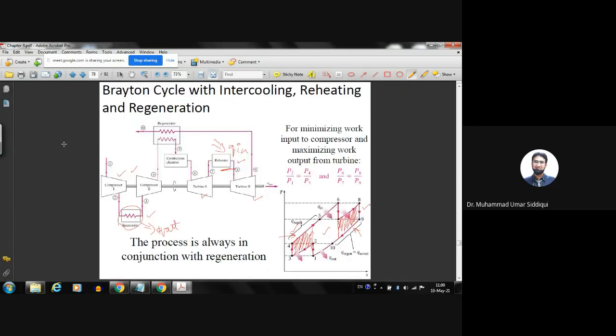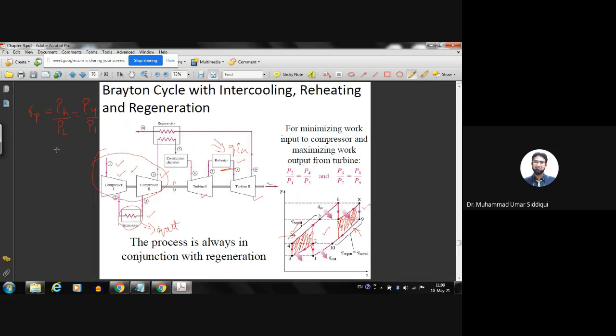So if I talk about the compression part, then RP is the overall pressure ratio, and it will be P highest over P lowest. In this case, the highest pressure is in the compressor part. The highest pressure will be the pressure at 4, and the lowest pressure will be the pressure at 1. So it will be P4 by P1. This will be the overall pressure ratio for the case of compression.